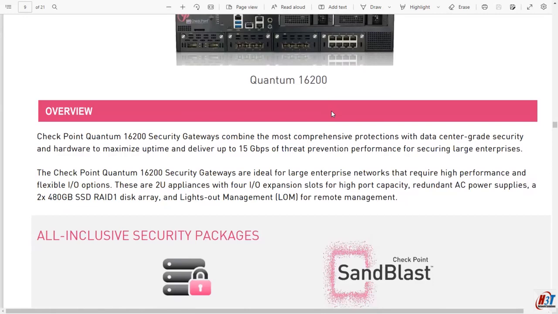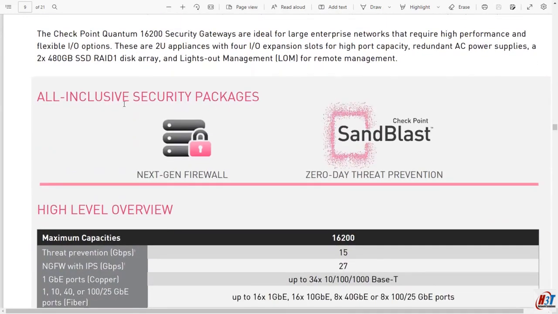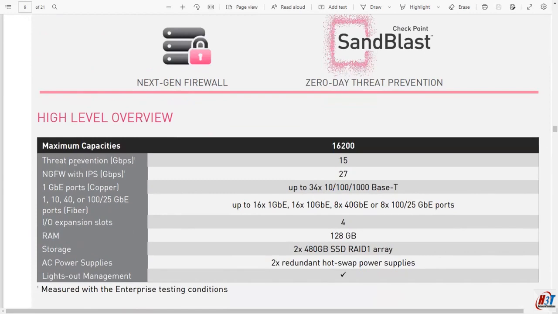Now talking about the large enterprise threat prevention, we have the 16000 series, which is called the Quantum 16200. Similarly, they have all the features like the other firewalls and the SandBlast. Apart from that, you can look into the threat prevention throughput, which is 15 Gbps, and then you have the next generation capabilities with IPS, which is only 27 as compared to the higher end appliances, right? And then you have the 1 GB Ethernet copper ports, which is up to 34. And then for the 10, 40, 100 or 25 GB, you have 16, 16, and 40 is only 8x, or you can have 8x of the 10 or 25 GB Ethernet ports.